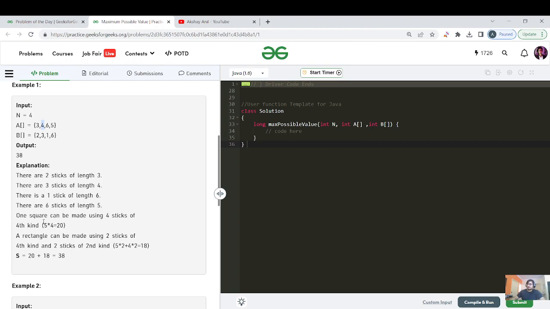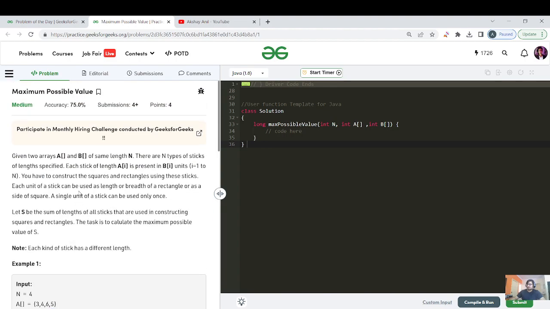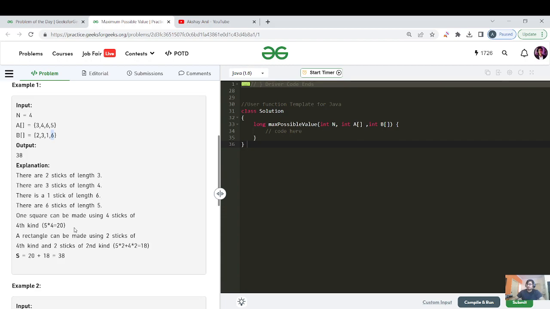They are considering that one square can be made using four sticks of the fourth kind. They are using four sticks of length 5 to build a square and calculating the perimeter. The task is to calculate the maximum possible sum of the lengths, so they need to find the perimeter. Similarly, now they are considering a rectangle which can be made using two sticks of four.